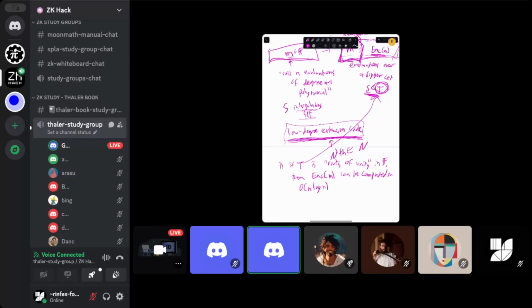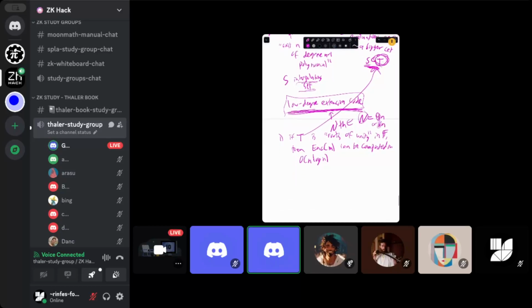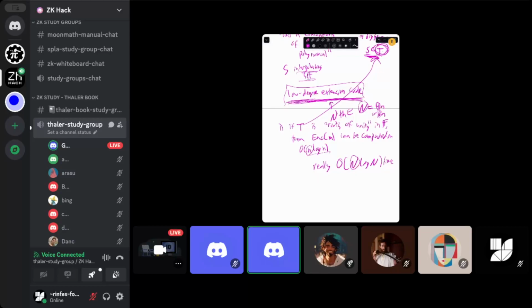Well, let's say capital N is like 4n or 16n, so it's related up to little n. Capital N is a constant factor bigger than little n. Then encoding is n log n time. I guess precisely it would be capital N log capital N time. But if capital N and little n are related by a constant factor, then that constant factor just gets hidden by the big O notation, and we can just use little n rather than capital N.